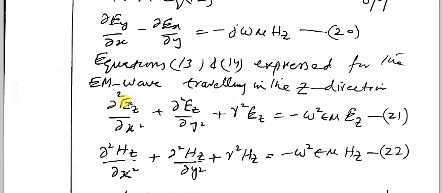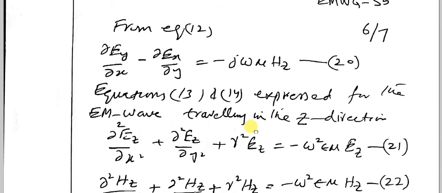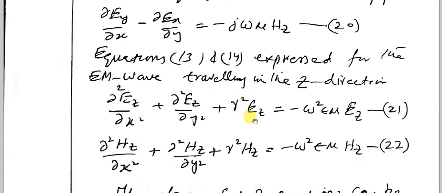delta 2 Ez by delta x square. These are the equations which you remember, the del square of E. Now delta 2 Ez by delta y square plus delta 2 Ez by delta z square, which has now been replaced by gamma square Ez, is equal to minus omega square epsilon mu Ez.